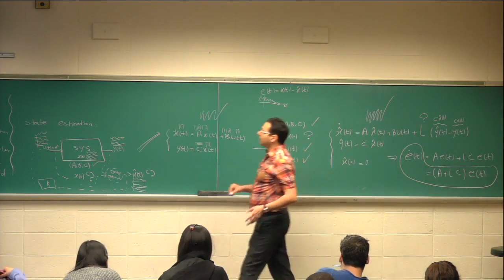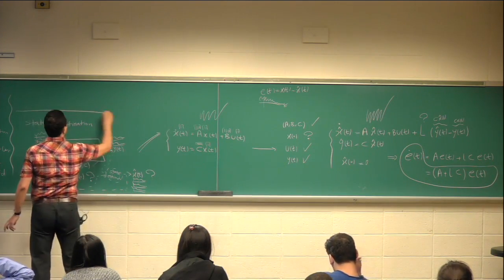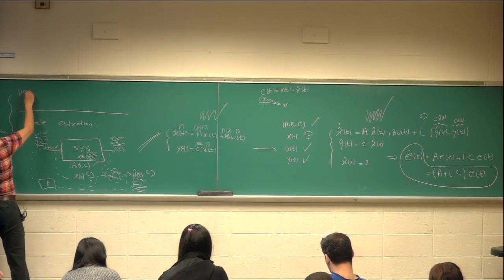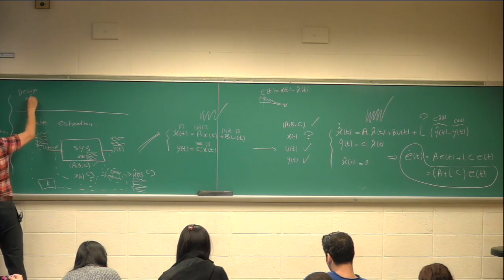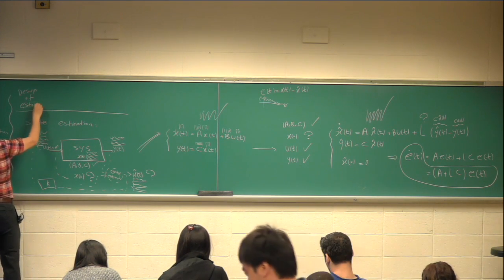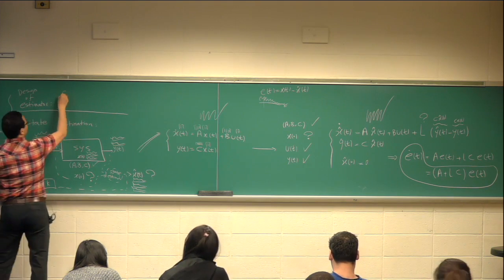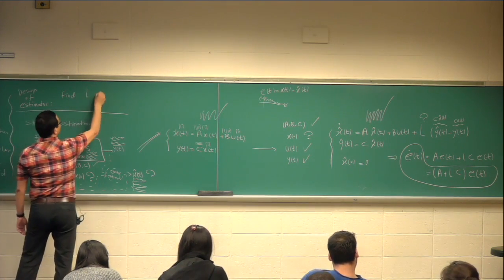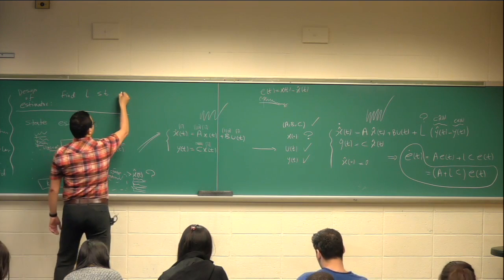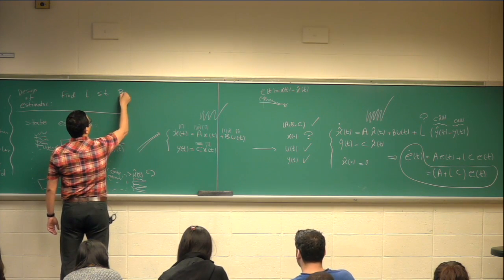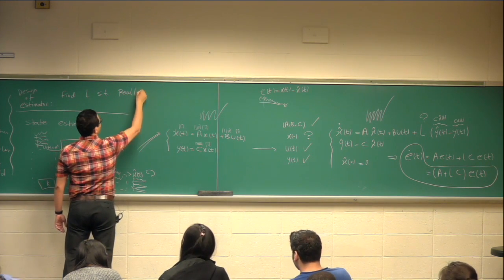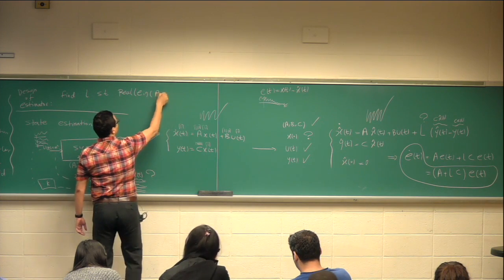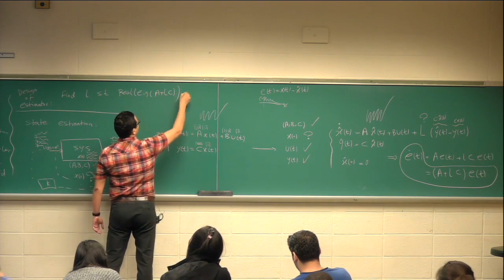So write it here. Design of estimator. Find L such that the real part of the eigenvalues of A plus LC is in the left half plane.